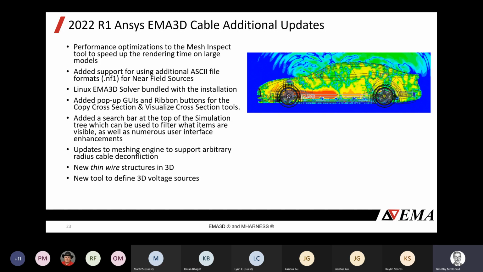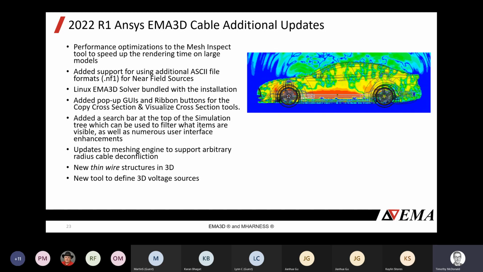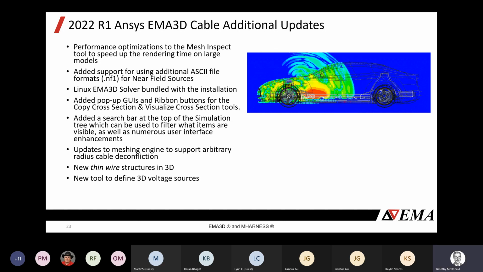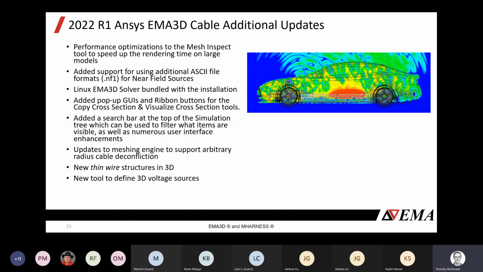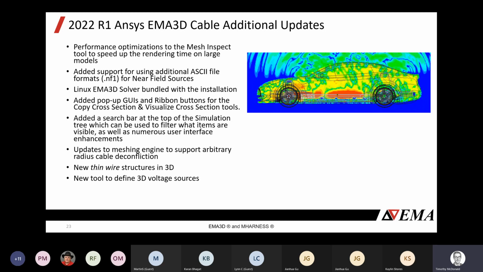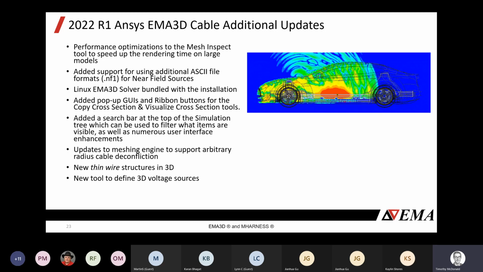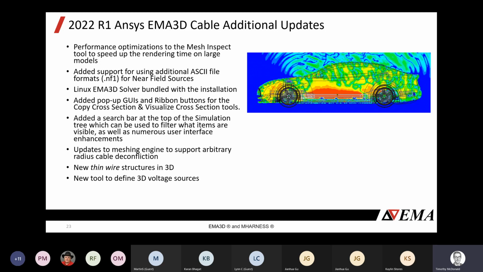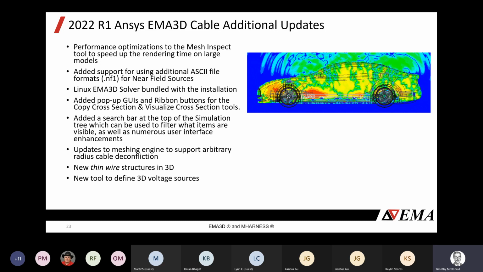We've updated the meshing engine to support arbitrary radius cable deconfliction, so that for users who are meshing with cables, the cables themselves should not overlap each other. So now the mesh engine can automatically try to avoid those overlaps.